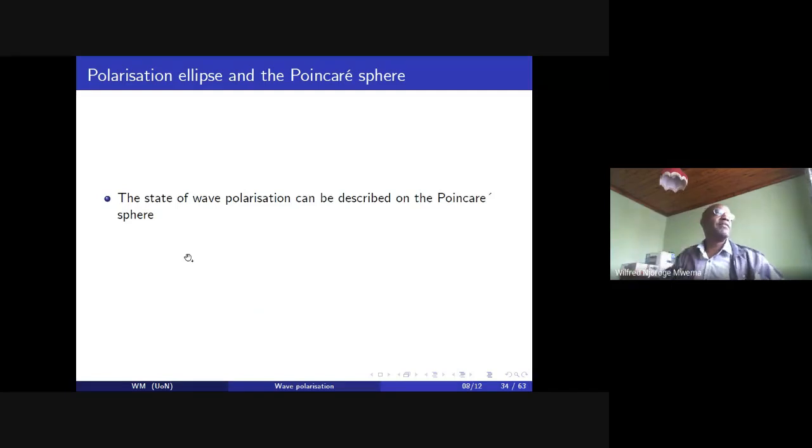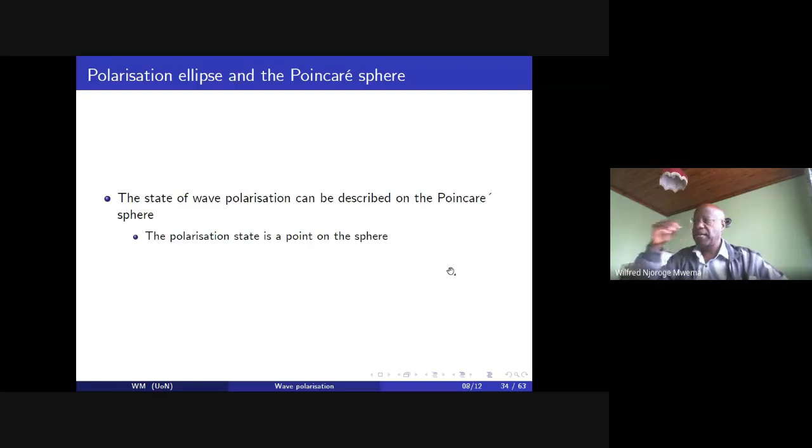Another way of dealing with polarization is to use what we call a polarization ellipse or a Poincare sphere. I'll give this only for completeness. Usually we don't test this at our level. Our level of polarization is already done with what we have already looked at.